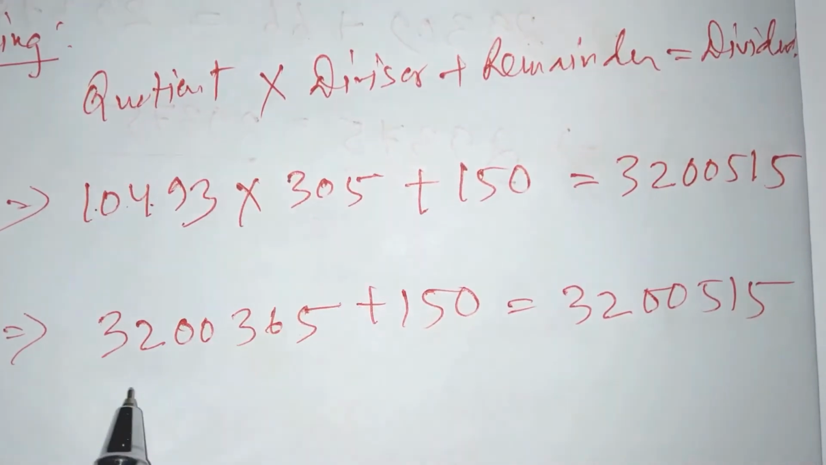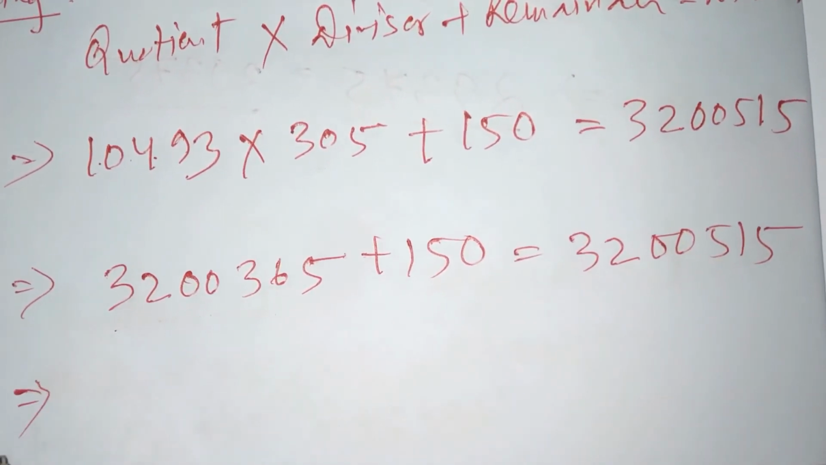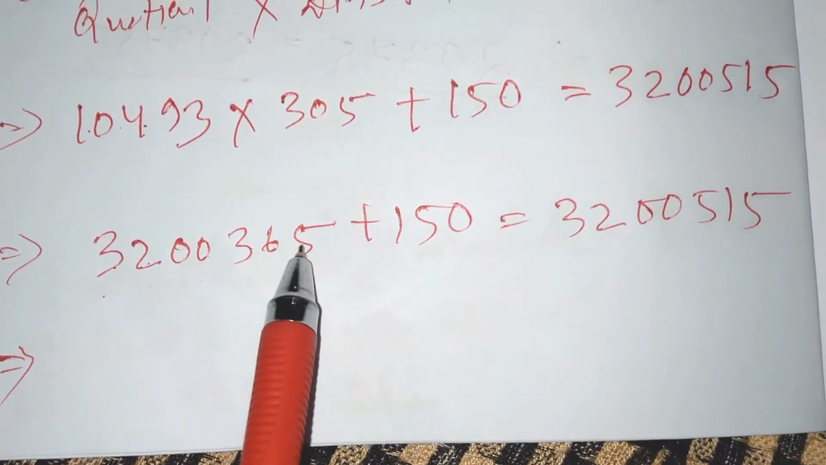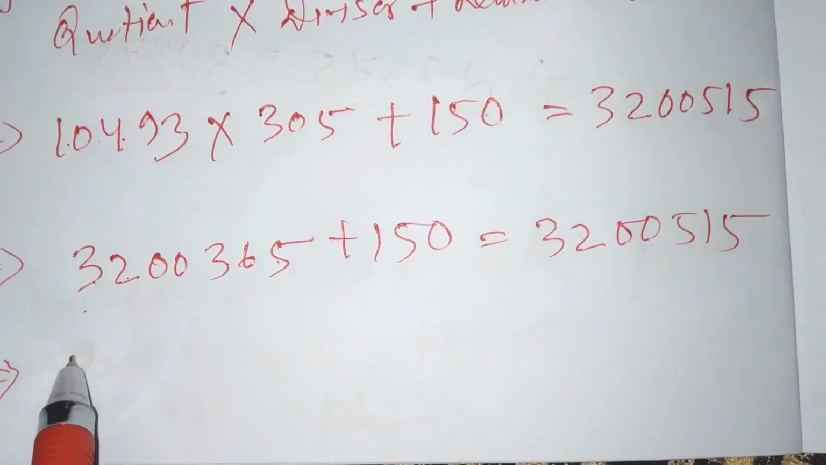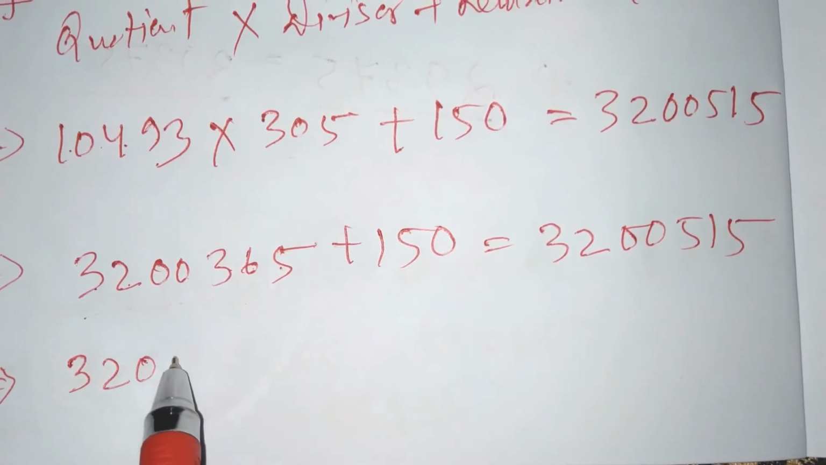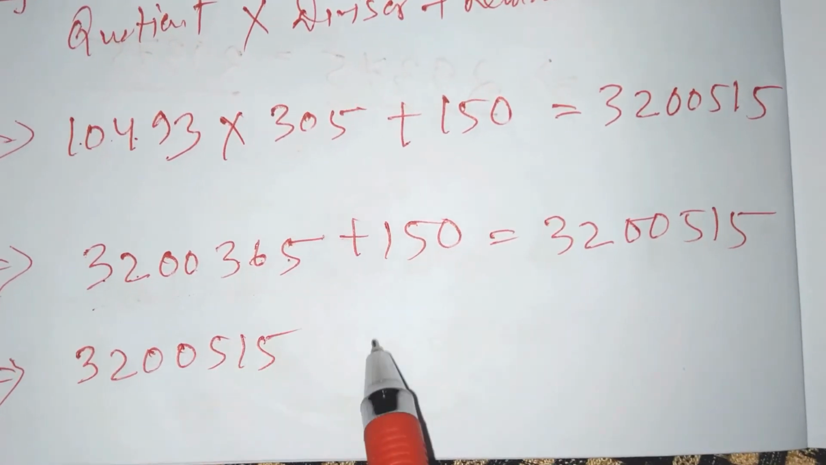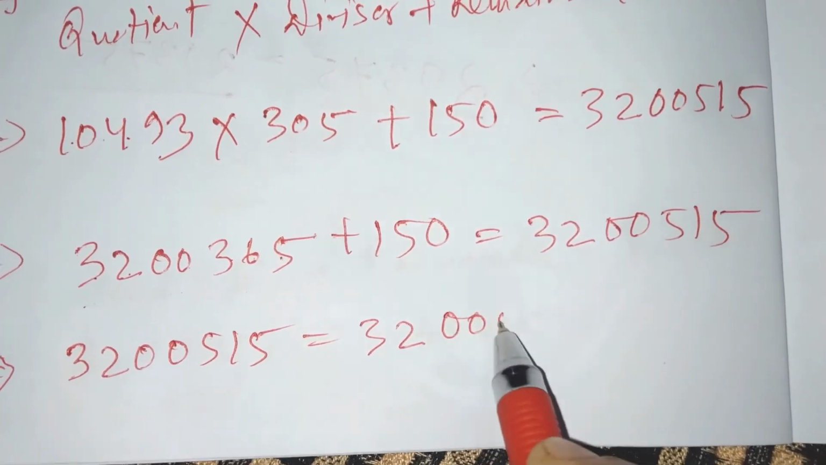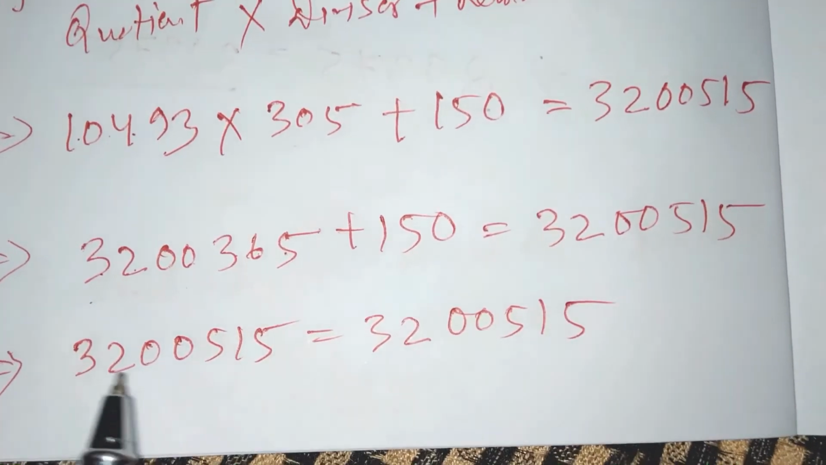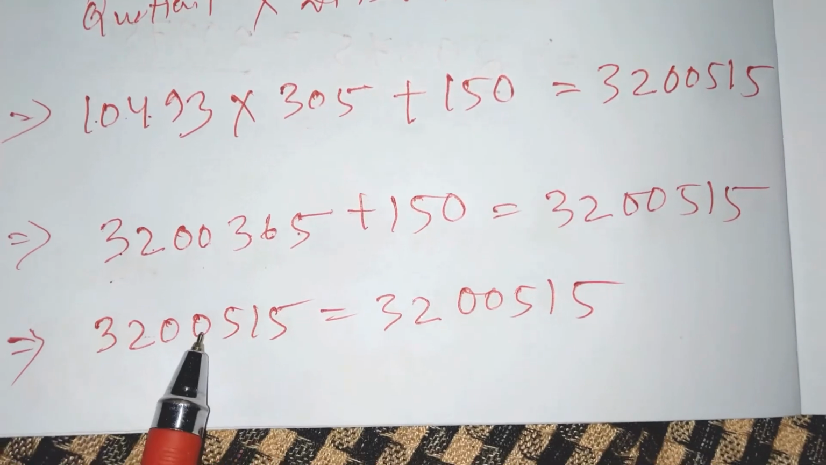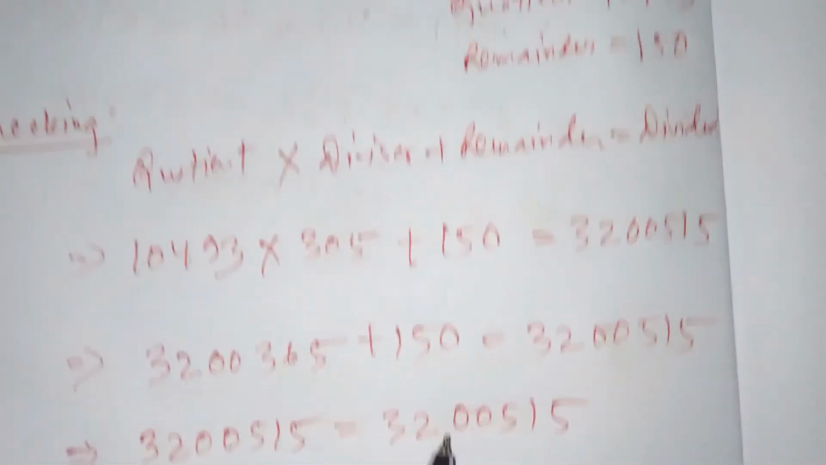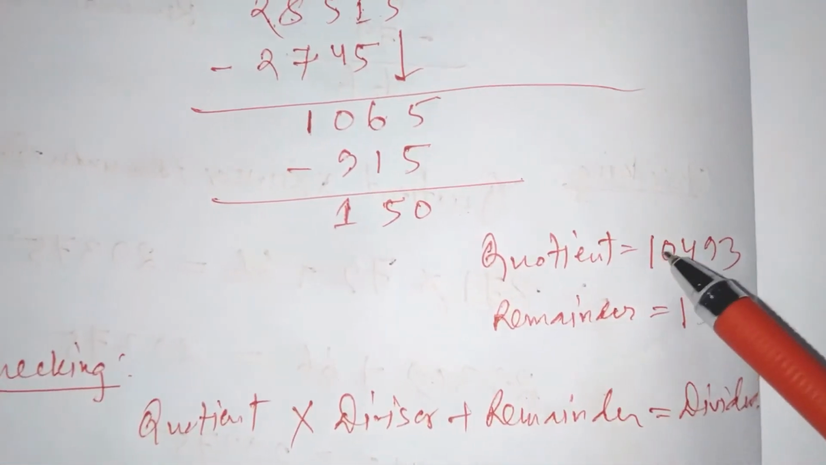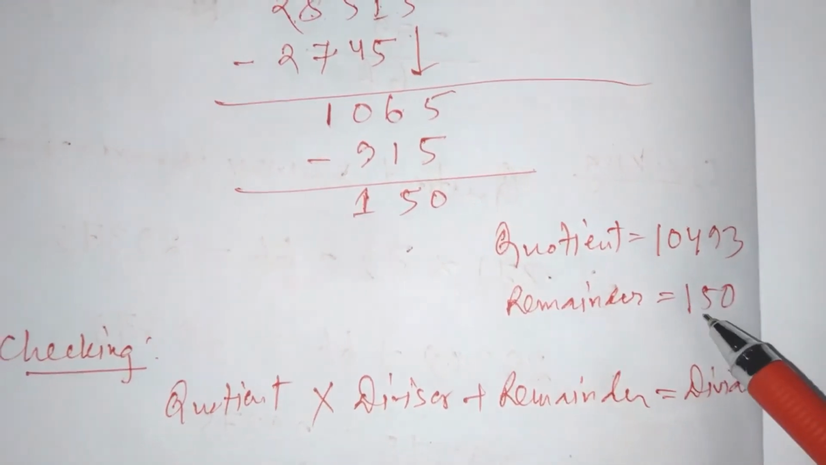You can check it, you will get this number. So now you have 3200365 plus 150, this will come 3200515, and you have on the right side 3200515. So as you can see, both the numbers are equal. The left side and the right side both are equal. That means our solution is correct. The quotient is this much and the remainder is this much for this division.